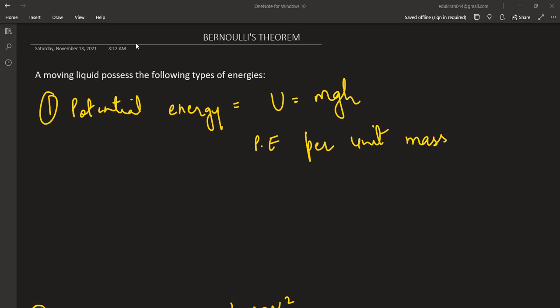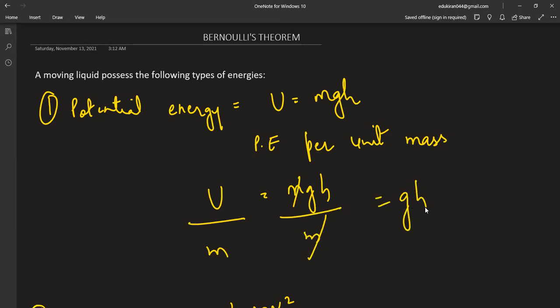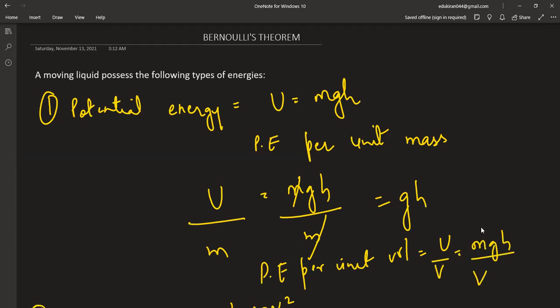See, what is potential energy? mgh. So we'll be writing potential energy per unit mass. This is mgh, and per unit mass means divided by mass, cancelled, this is gh. And if we write potential energy per unit volume, it will be U by V, that is mgh by V. Mass by volume is density, so we write this as rho g h. This is about the potential energy.